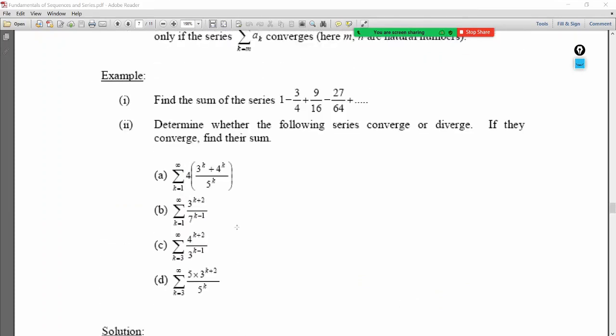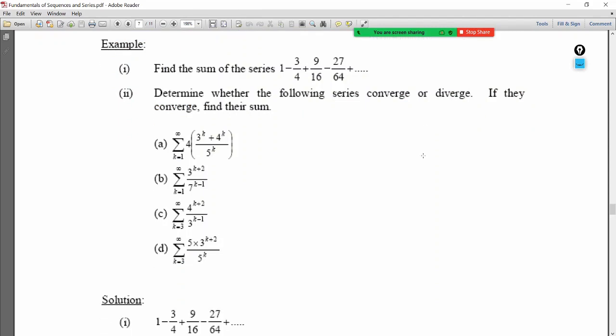Determine whether the following series converge or diverge. If they converge, find their sum. If they converge, find the sum; otherwise say diverge and stop. I am going to do the B question, so then you should be able to do the rest.